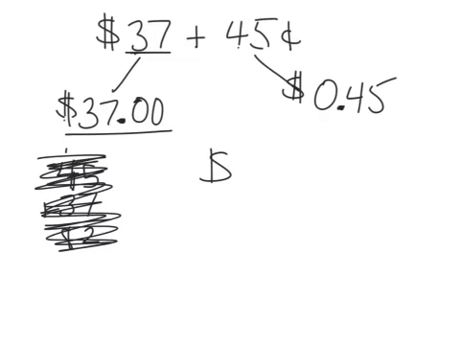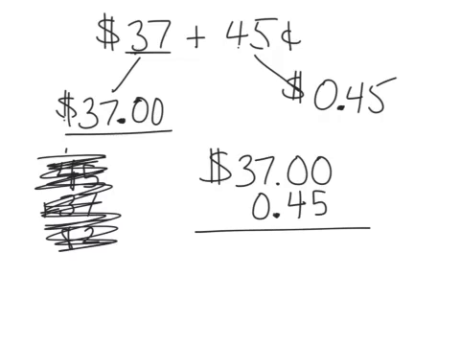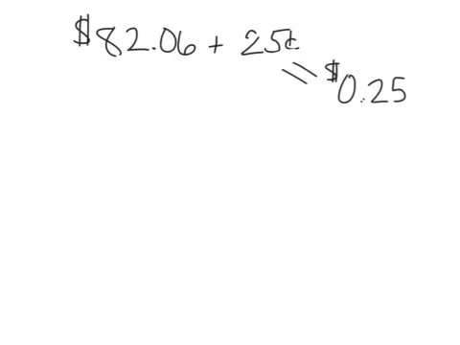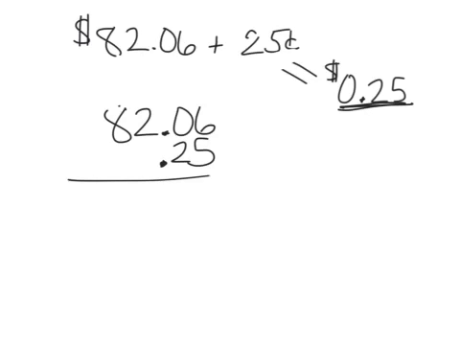So when we write it, we want to write that we have $37, and then we have $0.45. So when we add this together, this should basically be mental math. Here again, we want to remember that 25 cents is the same thing as saying a dollar sign and 0.25. So when we add them together, we're going to line up our decimal points like this, and then simply add those two together.